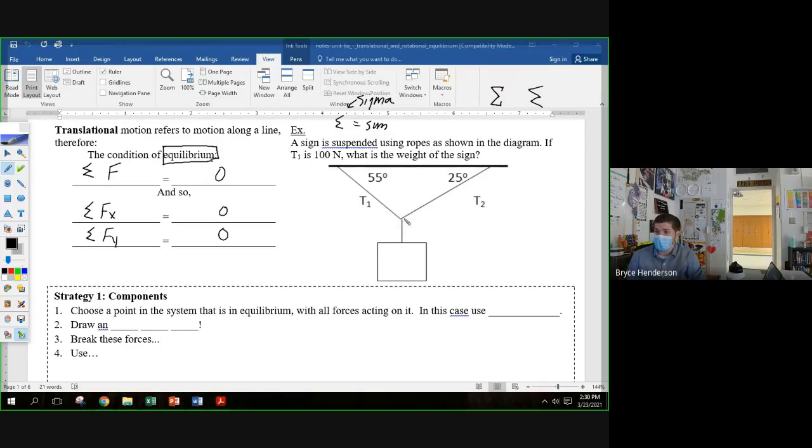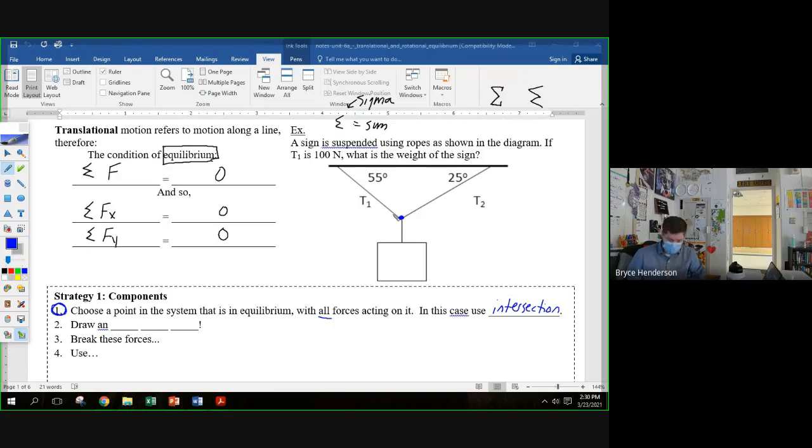So going to my diagram, let's draw some forces. The way we work any problem is first and foremost, we have to choose a point in the system that's in equilibrium. So what would be a good point to pick? Adam, what do you think we would pick on this diagram here? Where is a place where all the forces are acting on something? Okay, the point where they all attach here, so maybe we could say the intersection. I like that, Adam. That's good.